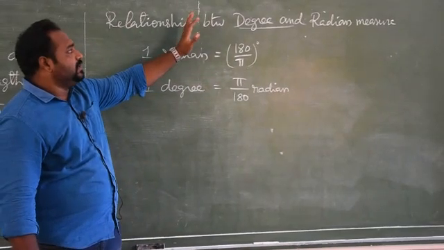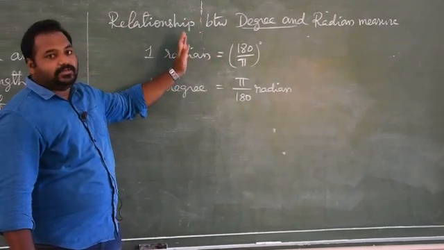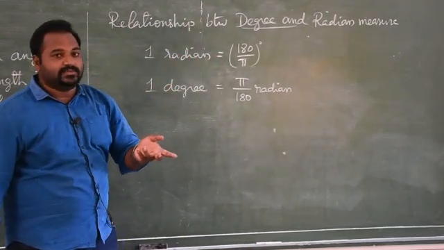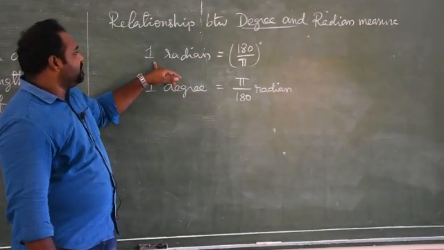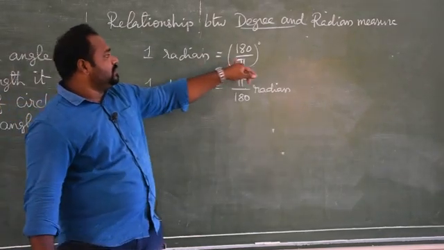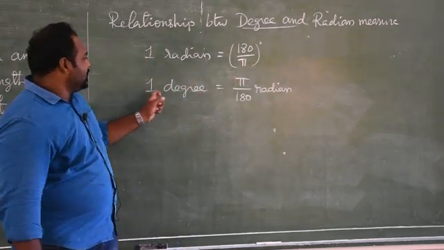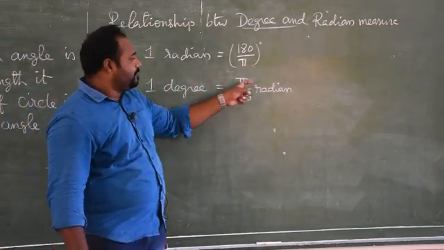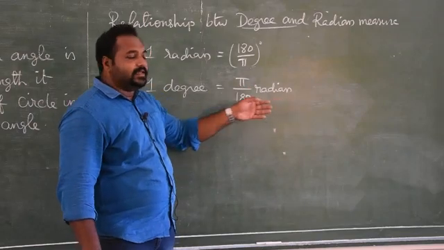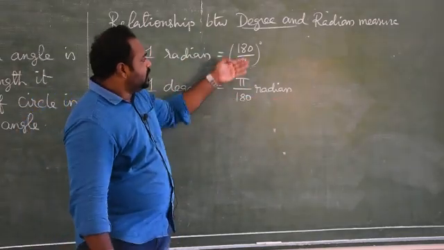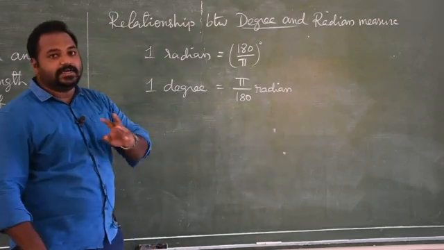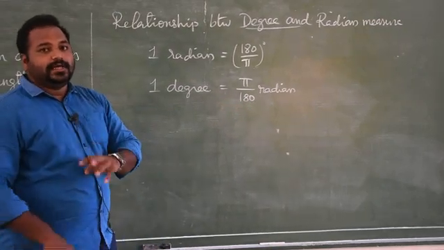Here we also have a relationship between degree measurement and radian measurement. If you want to convert degree measurement into radian measurement, this is the procedure. 1 radian equals 180 by pi degree, as well as 1 degree equals pi by 180 radian. Using these two measurements, we can convert radian to degree and degree into radian.